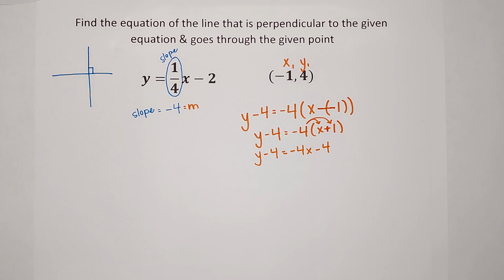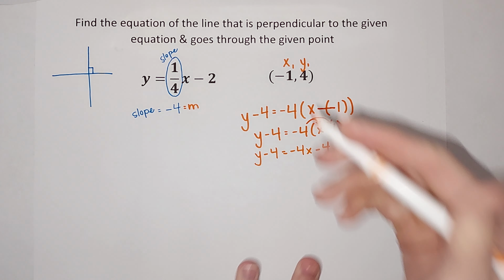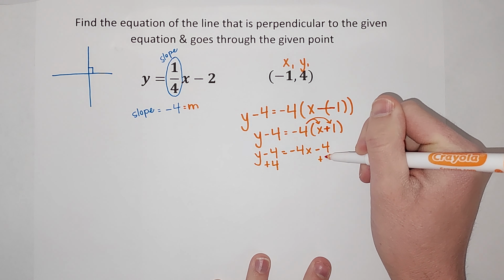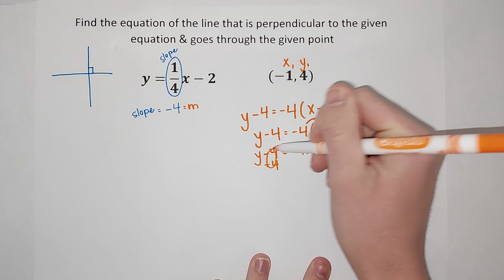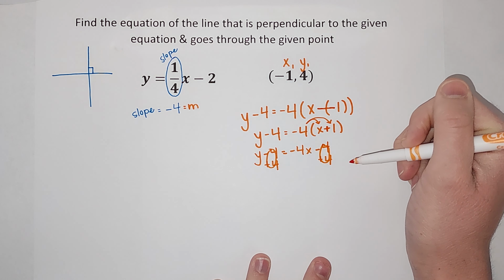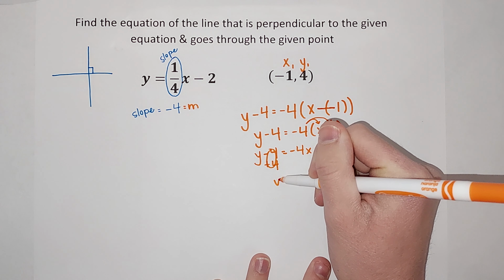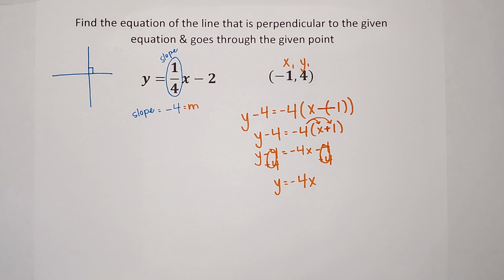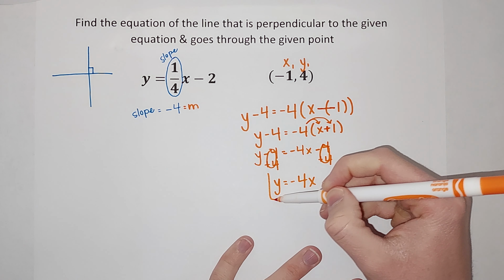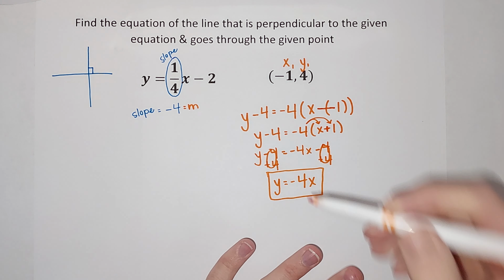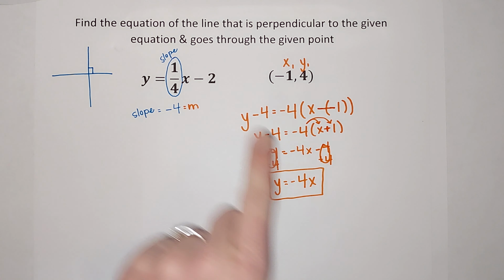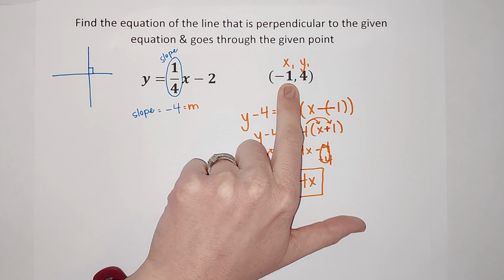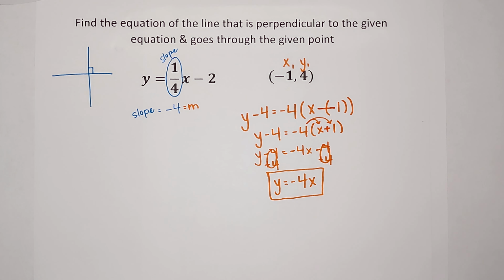Now my whole goal is to get y alone. So I'm going to add 4 to both sides, keep my equation balanced. Those go away. And actually, this doesn't always happen, but those go away too. So I'm left with y equals -4x. So I believe, and we're going to prove it on a graph, but I believe this equation is perpendicular to this one and goes through this point. So let's go ahead and graph it.